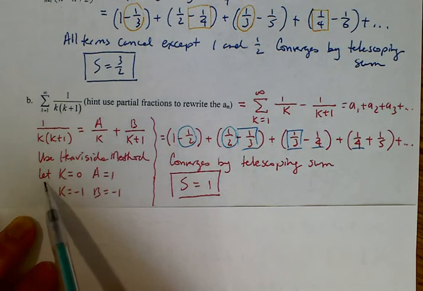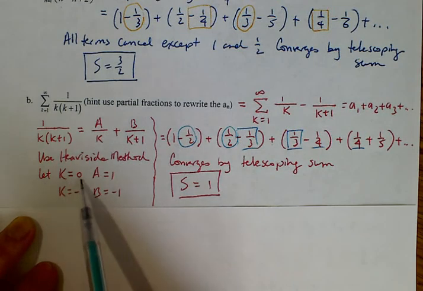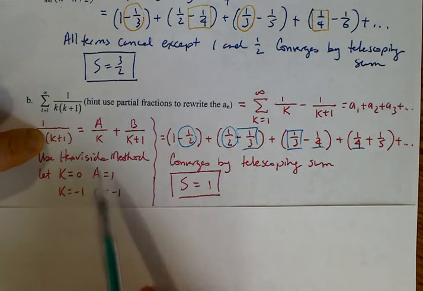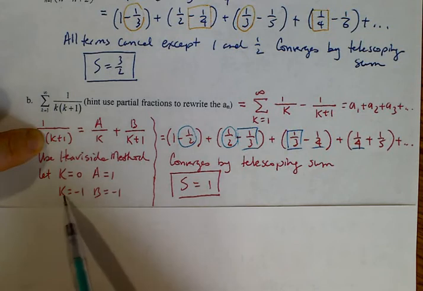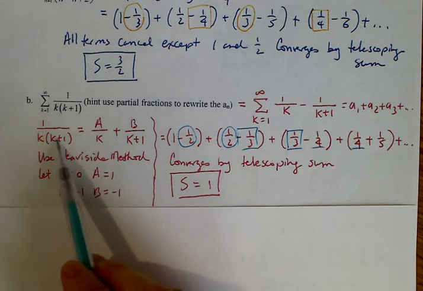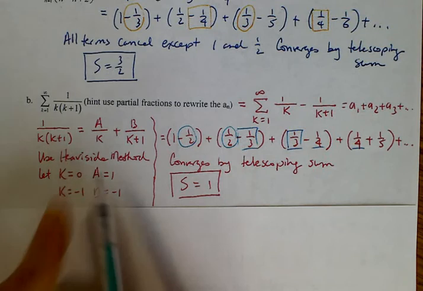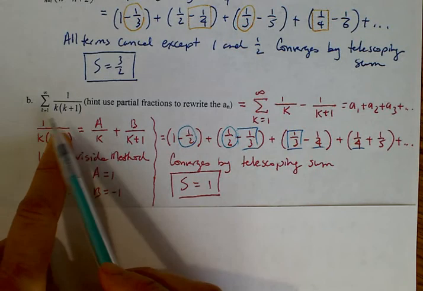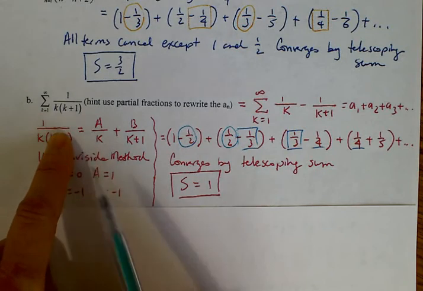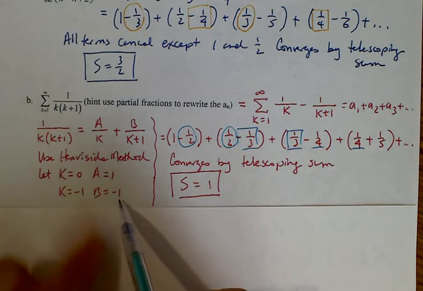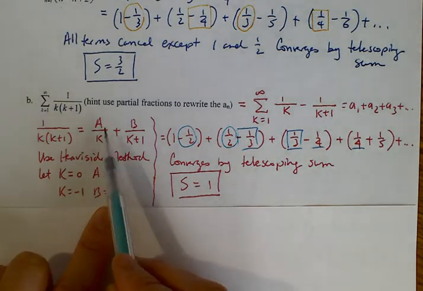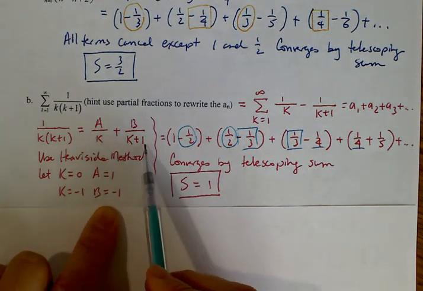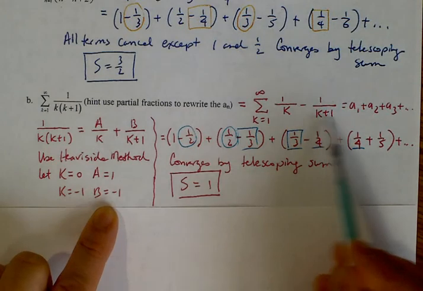So using the Heaviside method, I'm going to first of all let k equal 0. Then I cover this one up, and if I put in 0 for this, I get a equal to 1. And then when k is equal to negative 1, which is going to make this factor 0, I cover this part up, and then I put in negative 1 here. And so I have 1 over negative 1, which is going to give me negative 1. So b is negative 1. So I can rewrite this partial fraction as 1 over k minus 1 over k plus 1. So that's where I have gotten this.